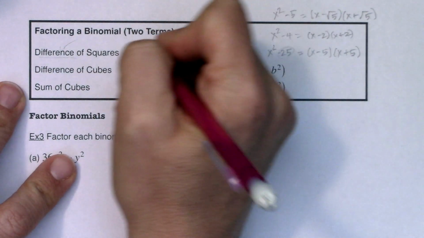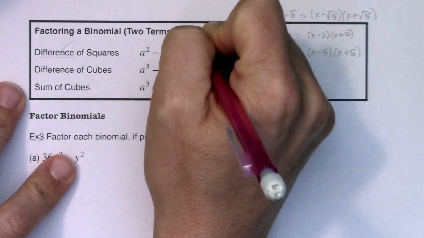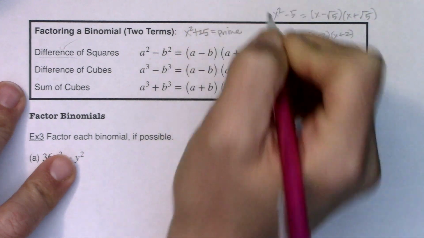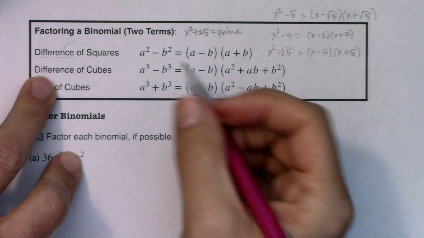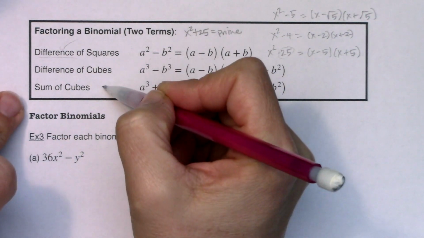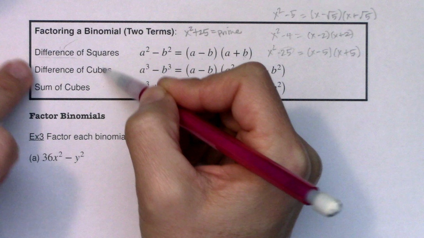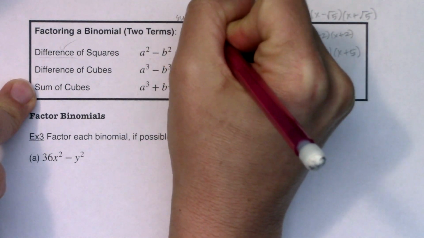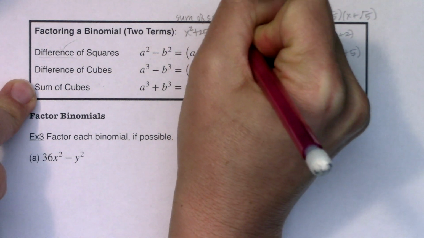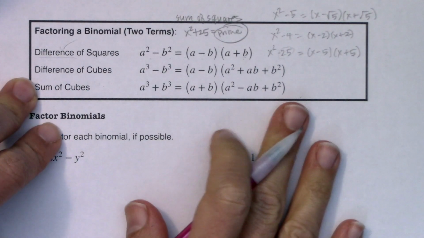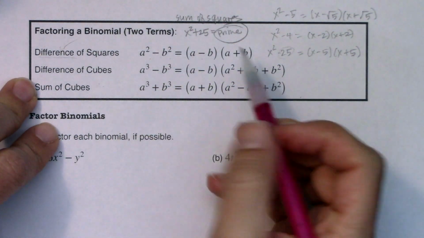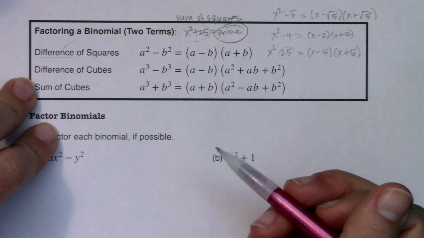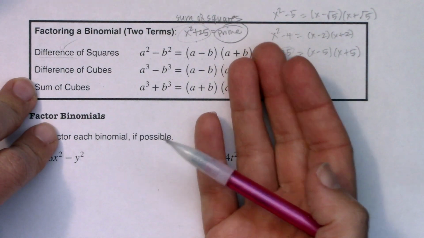Just to give you a heads up, if you ever have a sum of squares, if I had x squared plus 25, that is prime. I can't factor a sum of squares. So that's why you don't see that formula here. You see difference of squares, difference of cubes, sum of cubes. You don't see sum of squares because the sum of squares is always prime. And on the upside, if you recognize you have a sum of squares, you can say, peace out, I don't have to factor this, it's prime. But it's a matter of recognizing that.